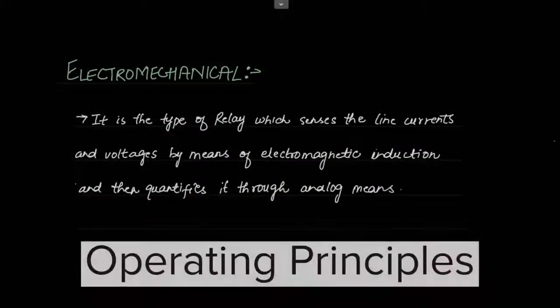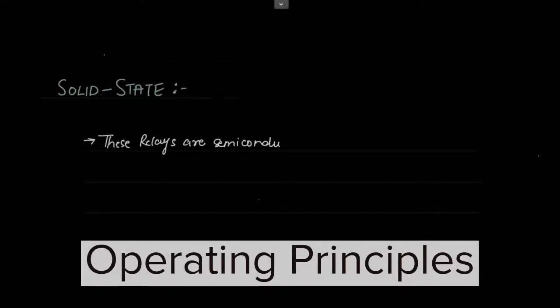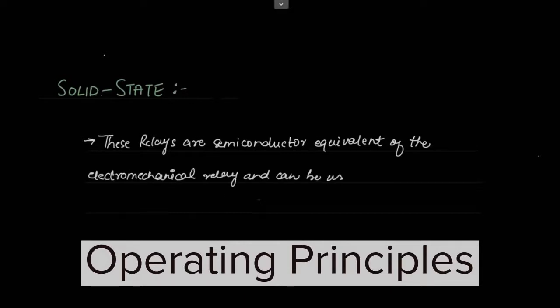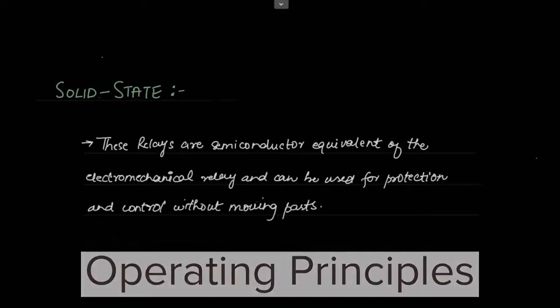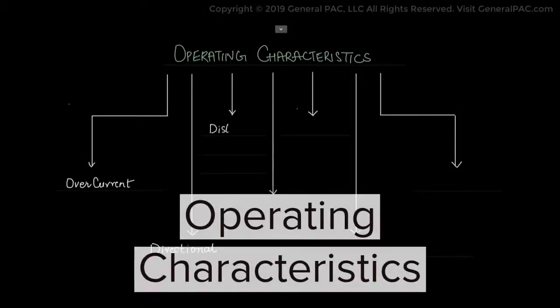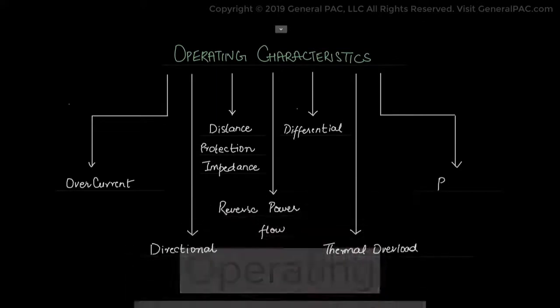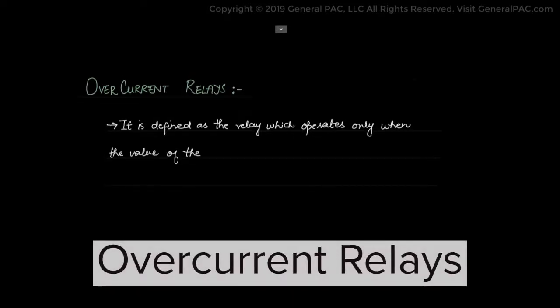analog means. Solid-state relays are semiconductor equivalents of electromechanical relays and can be used for protection and control without movement. Characteristic for a protective relay, and we will discuss some of them, including overcurrent relays, directional relays, distance protection and impedance relays.